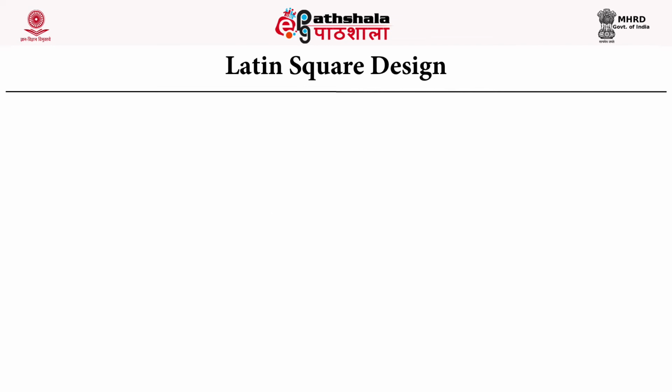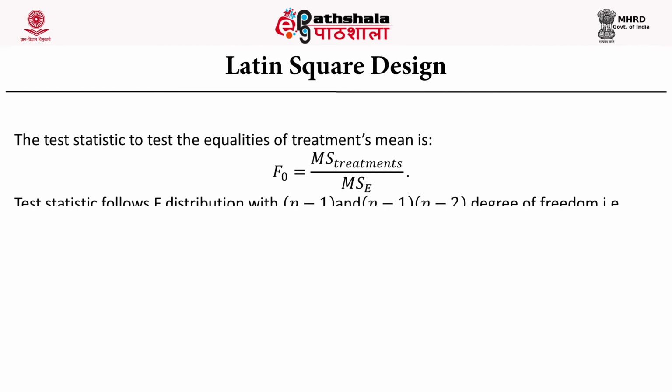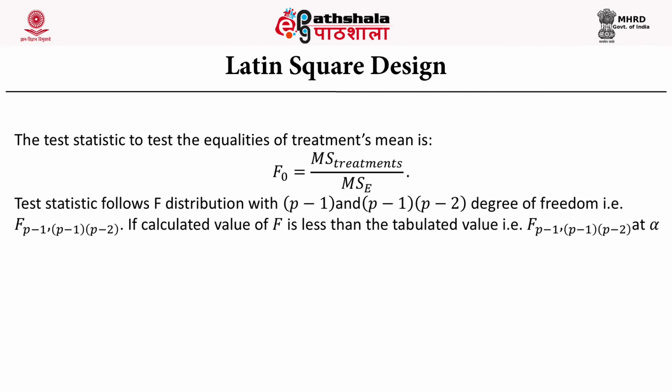The test statistic to test the equality of the treatment means is F naught, which is equal to the mean sum of square of treatment divided by the mean sum of square of error. The test statistic follows an F distribution with p minus 1 and (p minus 1)(p minus 2) degrees of freedom, that is F with p minus 1, (p minus 1)(p minus 2).